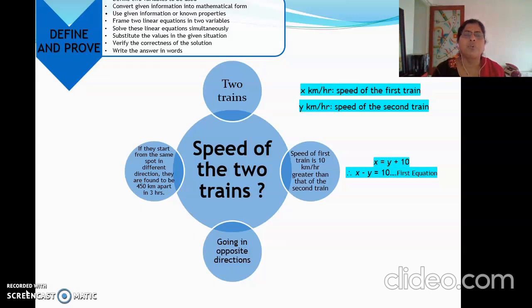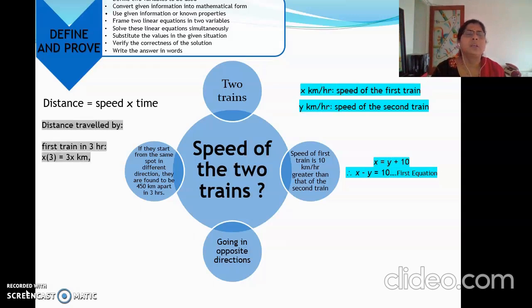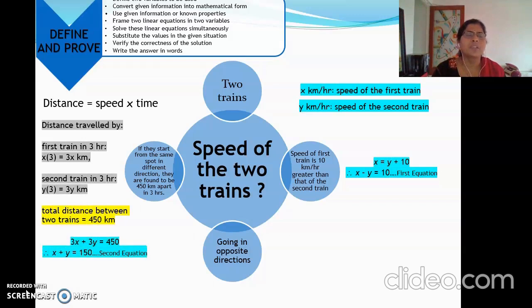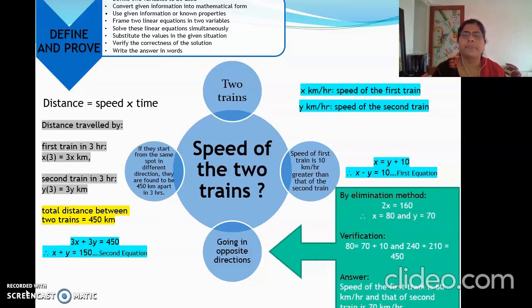they are found to be 450 kilometers apart, and we know the fact that distance is equal to speed into time. Distance traveled by the first train in 3 hours will be 3x kilometers and by the second train is 3y kilometers. Total distance is 450, hence the second equation is 3x plus 3y is equal to 450, or we can say x plus y is equal to 150.